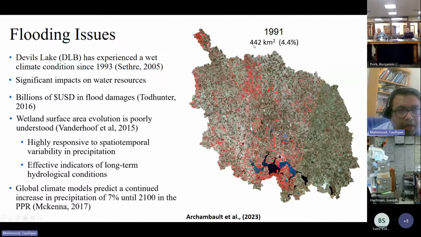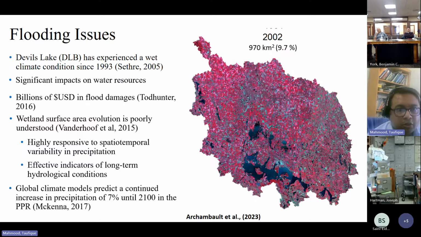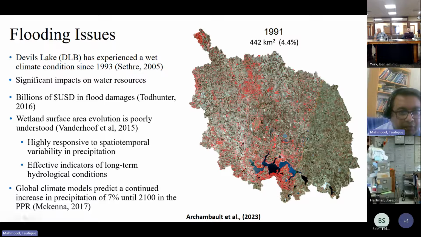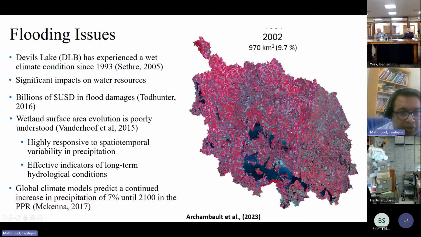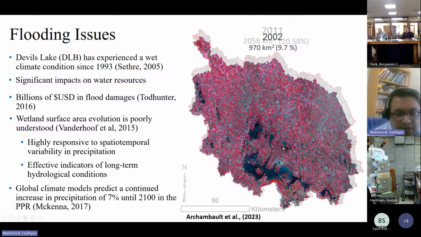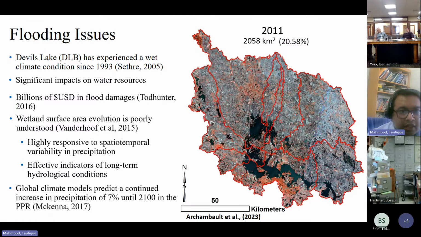We quantified the water area to be 442 square kilometers, which is 4.4% of the entire watershed. Then fast forward 11 years, it doubles. If you see here, Lake Alice and Irvine barely exist. In 2002, they started to appear, and some of the larger water bodies in the western part of the Devils Lake Basin also started to appear. And 2011 was one of the highest wet conditions in the Devils Lake Basin. You see now 20 or 21% of the entire basin is underwater.